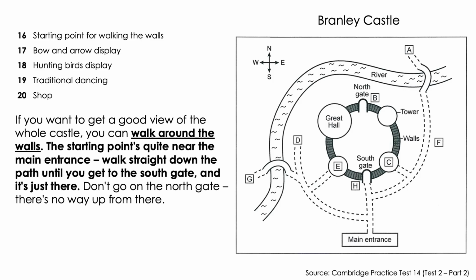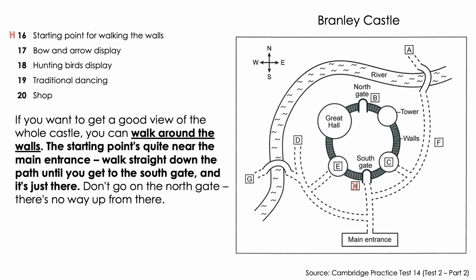Here is what we've heard. If you want to get a good view of the whole castle, you can walk around the walls. Okay, the answer is somewhere here. The starting point's quite near the main entrance. You see, we start from the main entrance. Walk straight down the path, straight down, until you get to the south gate, and it's just there. Okay, so that's it. Please note that straight down means straight. It doesn't mean down. The answer is H, and let's cross it out on the map.